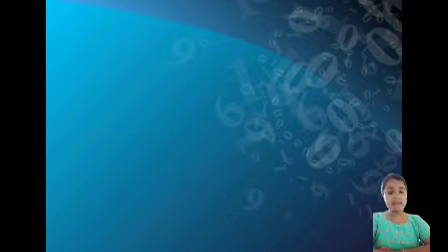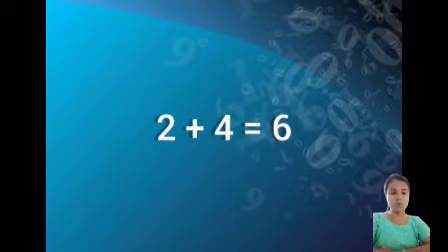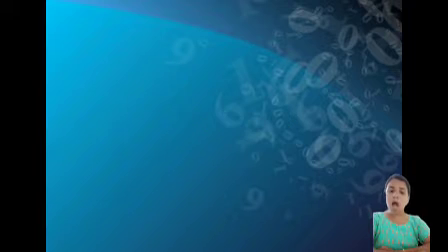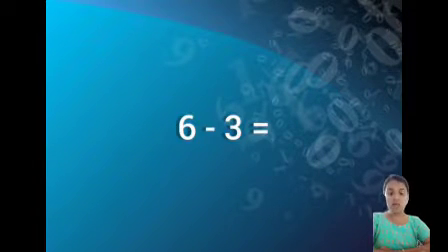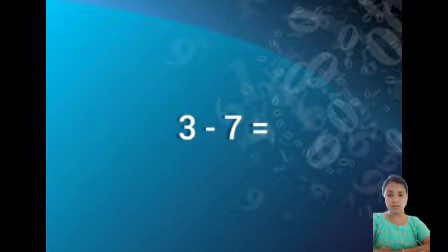How do we add two numbers? 2 plus 4. Here, the number 4 is added to the number 2. That is, 2 plus 4 is equal to 6. How do we subtract two numbers? 6 minus 3. Here, the number 3 is subtracted from 6. That is, 6 minus 3 is equal to 3. Then, how will we subtract 3 minus 7?